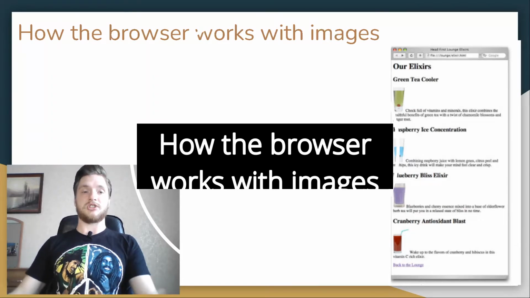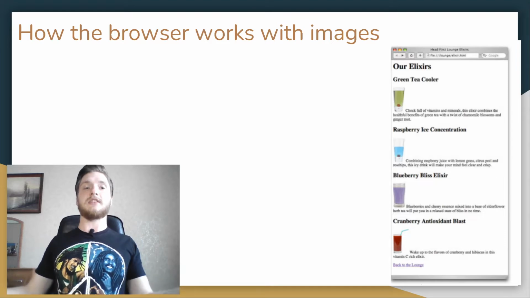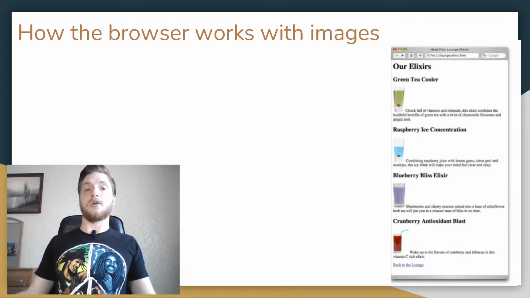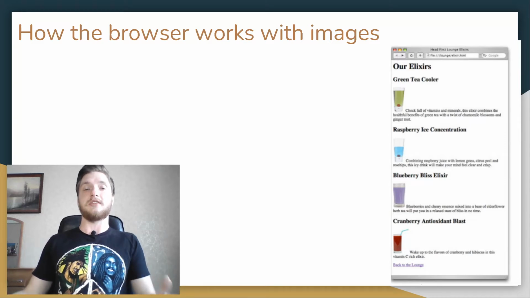How the browser works with images. Browsers handle image elements a little differently than other elements. Take an element like an H1 or a P. When the browser sees the text in a page, all it needs to do is display it. Pretty simple. But when the browser sees an image element, something very different happens. The browser has to retrieve the image before it can be displayed in a page. The best way to understand this is to look at an example.